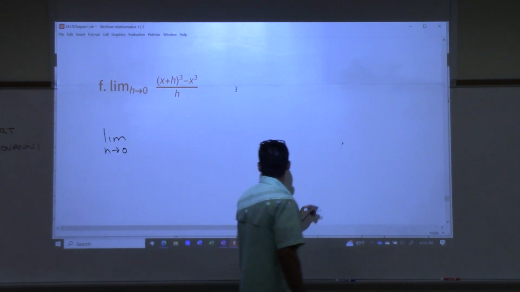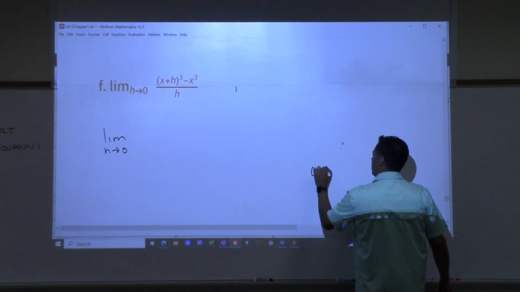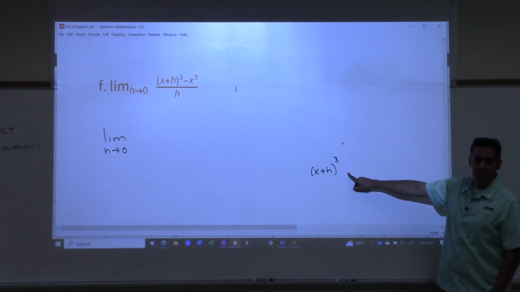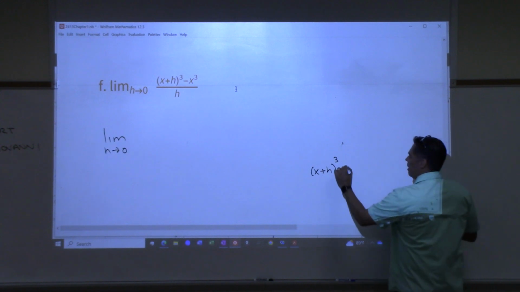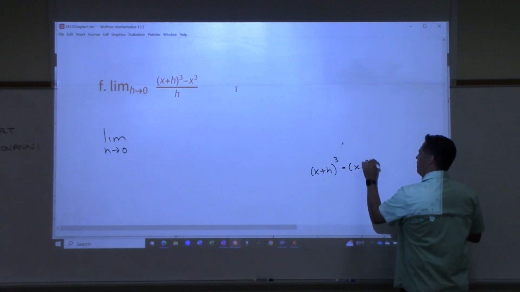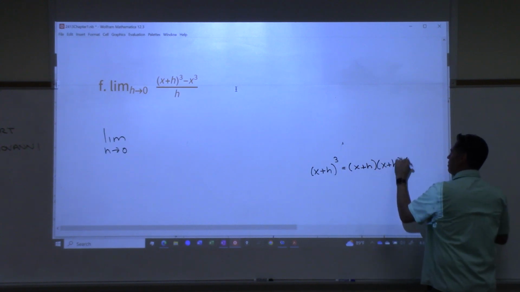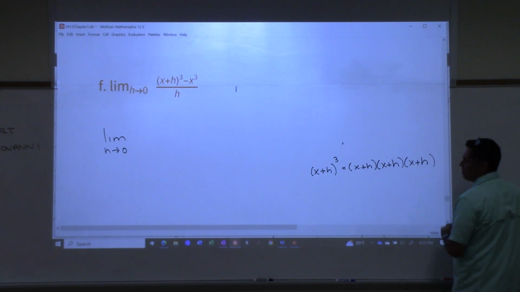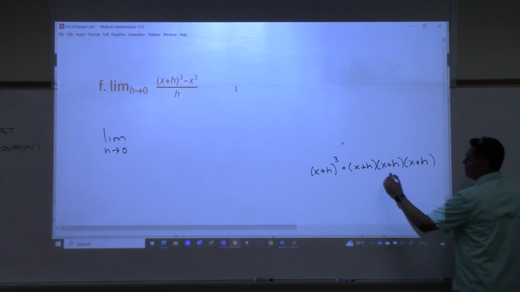Here's the algebra I'm going to do. I'm going to take x plus h, and I'm actually going to take that x plus h cubed. I'm actually going to do it by hand. I'm going to take x plus h times itself three times. I'm going to actually expand that out. Yeah, you could use Pascal's triangle. I will get into Pascal's triangle later.